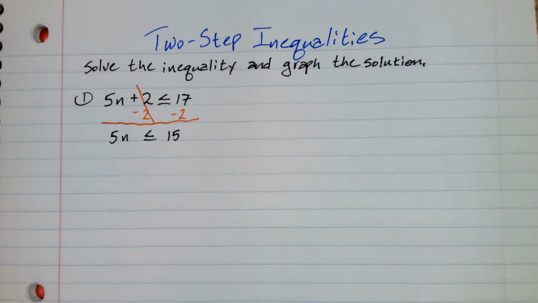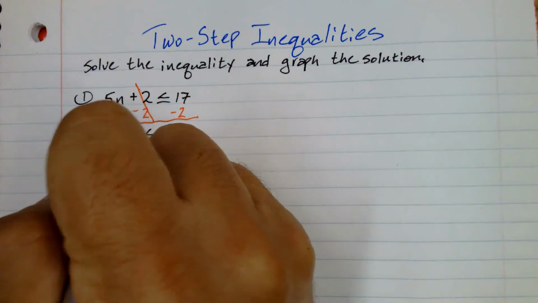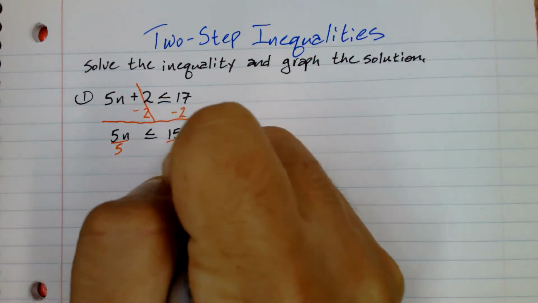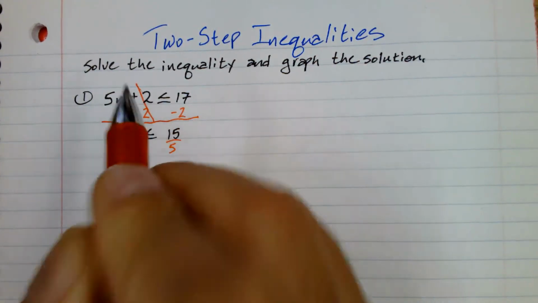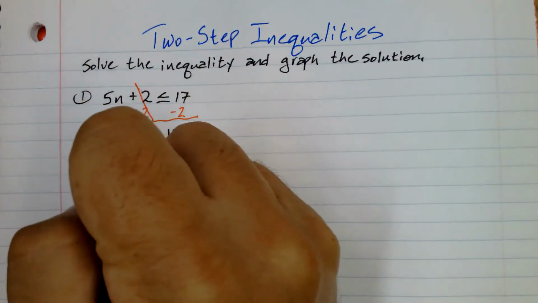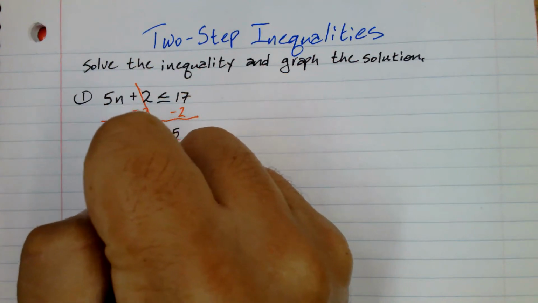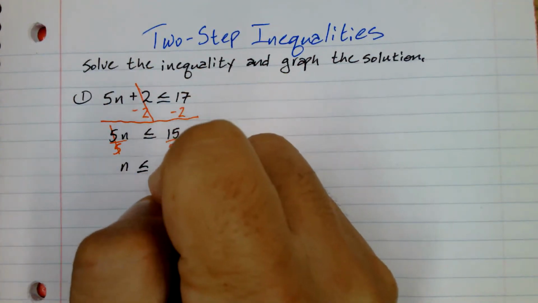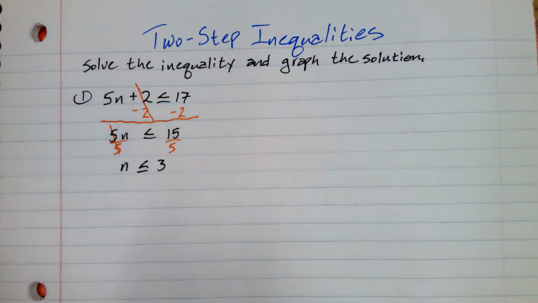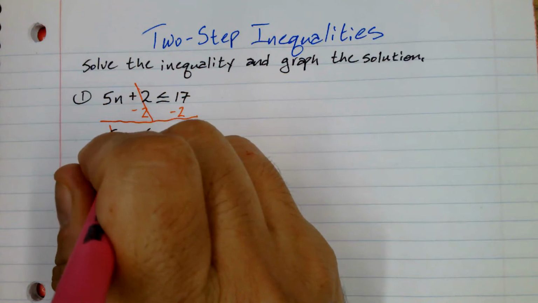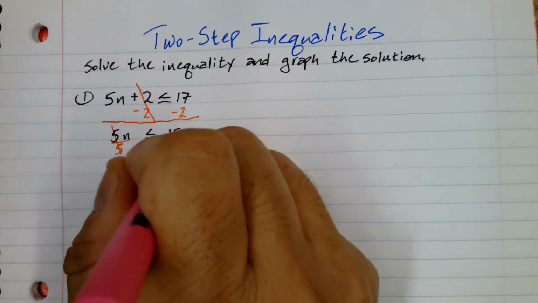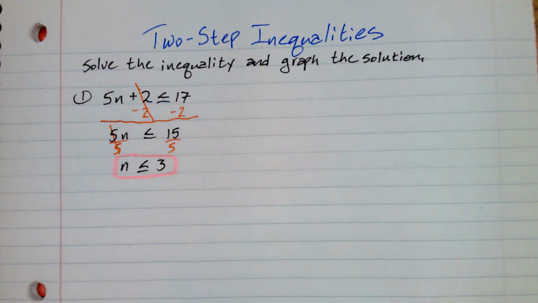I want to get rid of that 5. Divide it away. I didn't divide by a negative, so it stays less than or equal to. 15 divided by 5 is 3. n is less than or equal to 3. Another way to say this is all real numbers less than or equal to 3.